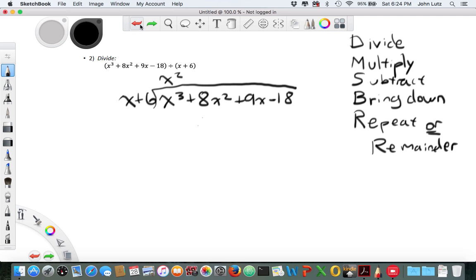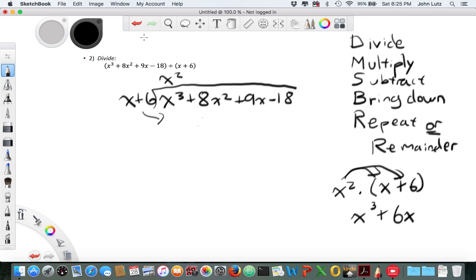Okay, so that's how we know that that's right. So this is going to be x squared. So that's my divide. I divided x cubed by x, and I got x squared. So now I've got to multiply. Now I've got to take this and multiply it by this whole thing, x plus 6. Okay? So let's take a look at what that looks like. x squared times x plus 6: x squared times x is x cubed, and x squared times 6 is 6x squared, right? So I've got x cubed plus 6x squared, and I'm going to put that right under there.